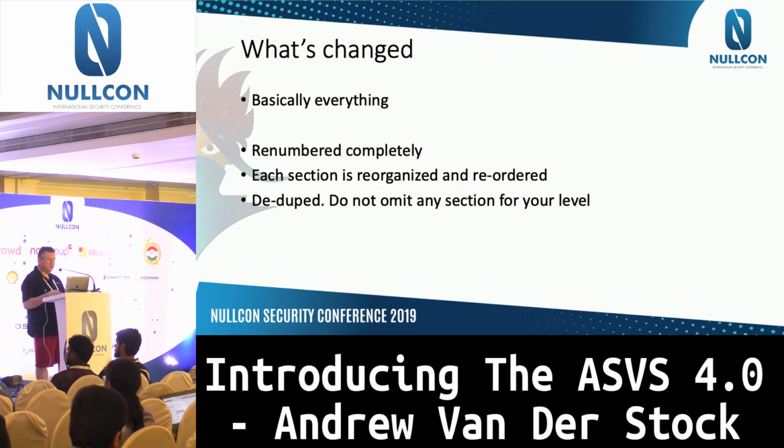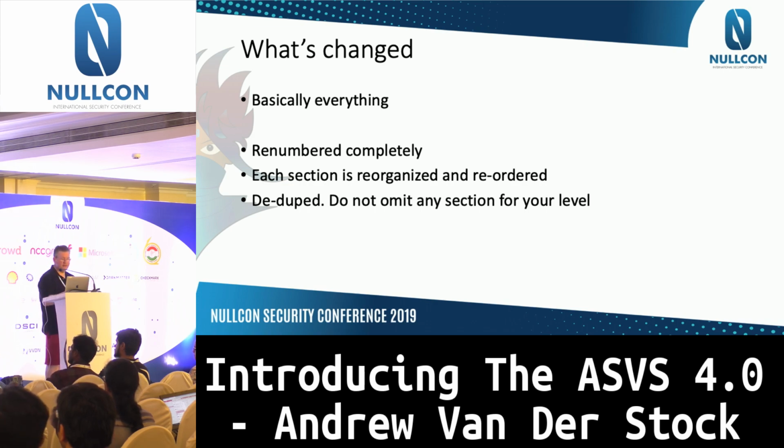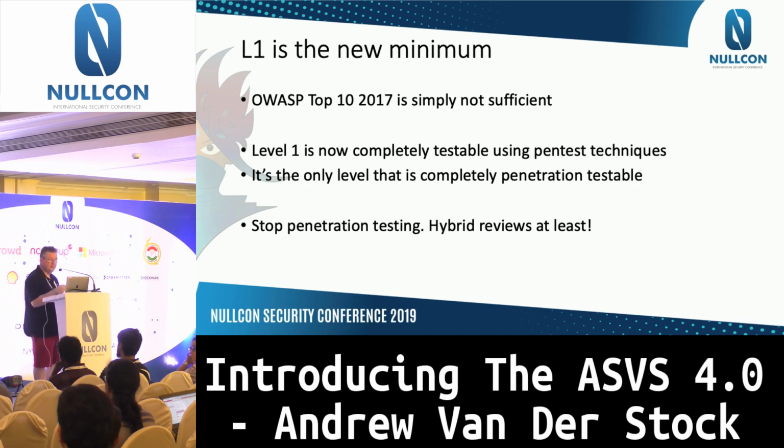Okay, we deduped. This means that in the past, you might have been able to use the API chapter and just the API chapter, and that's it. No, we've really gone to town, and if it has the same CWE number as something in another section, and they belong in that different section, it's where it's gone. So a lot of API authentication is now in the authentication chapter. You have to use all of the chapters.